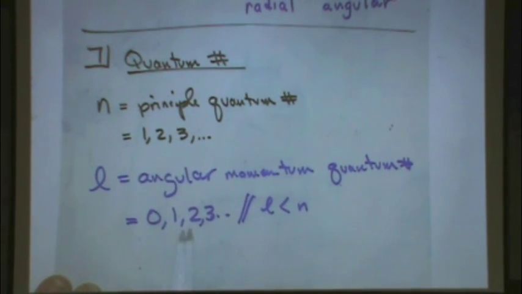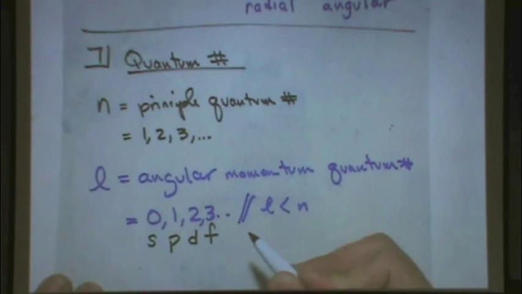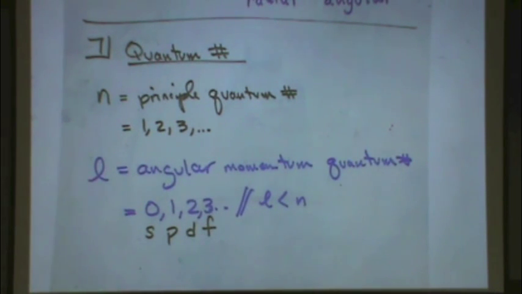Because n is a number and L is a number, and we don't want to confuse the two, we use almost arbitrary letters for L. When L is 0, we call that the letter S. When L is 1, we call that the letter P. When L is 2, we call it the letter D. When L is 3, we call it the letter F. And you'll see how that connects to the periodic table later. But you need to know, if I say L is D, I mean L is the number 2. Or if I say L is 3, I mean L is the letter F. They're interchangeable.